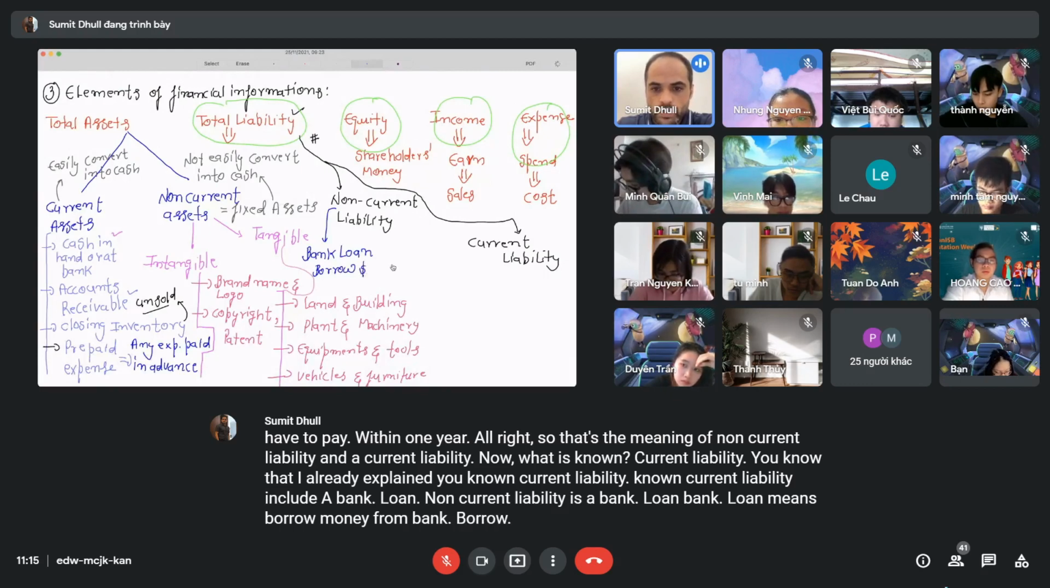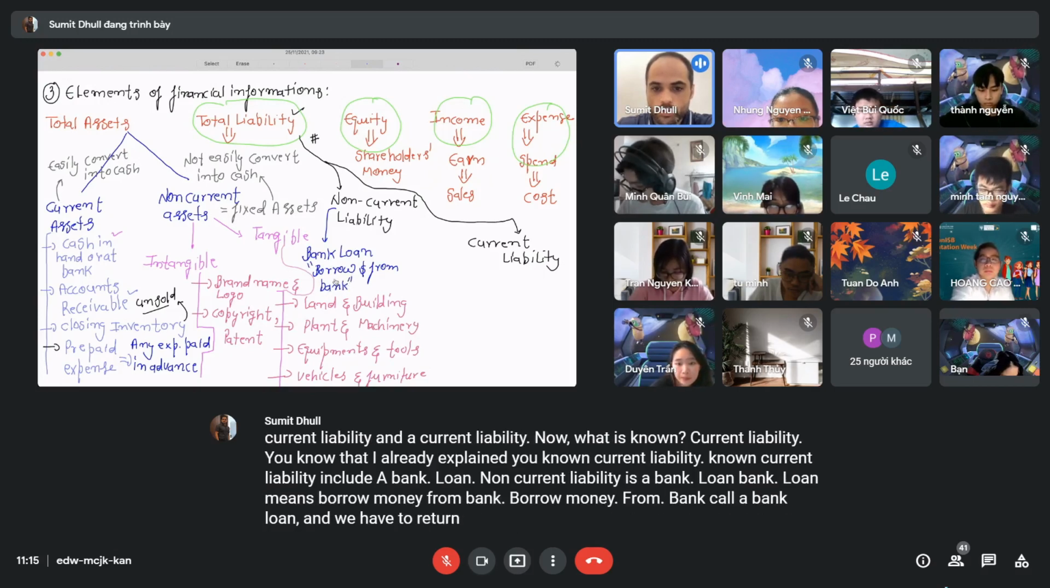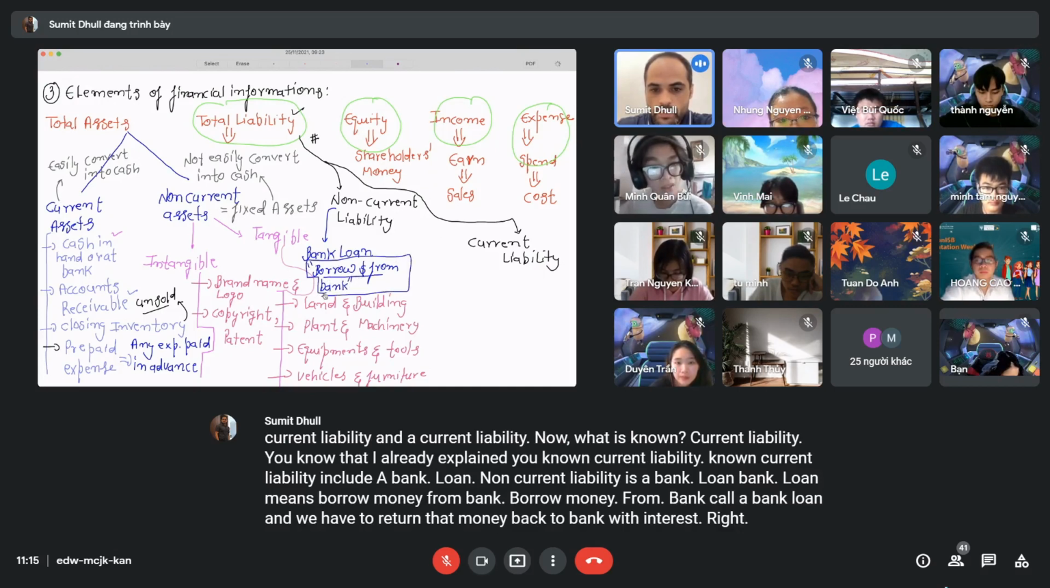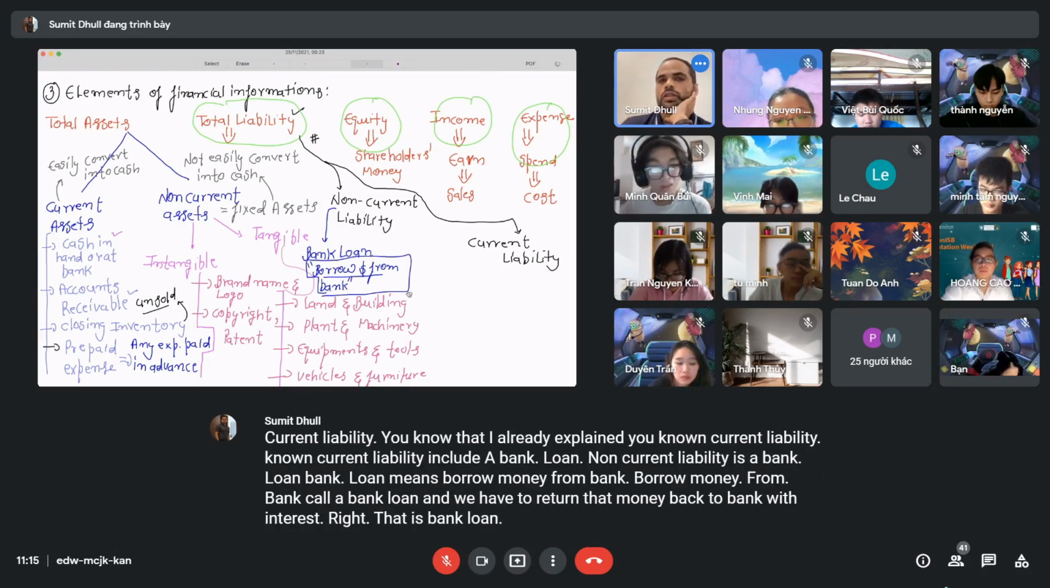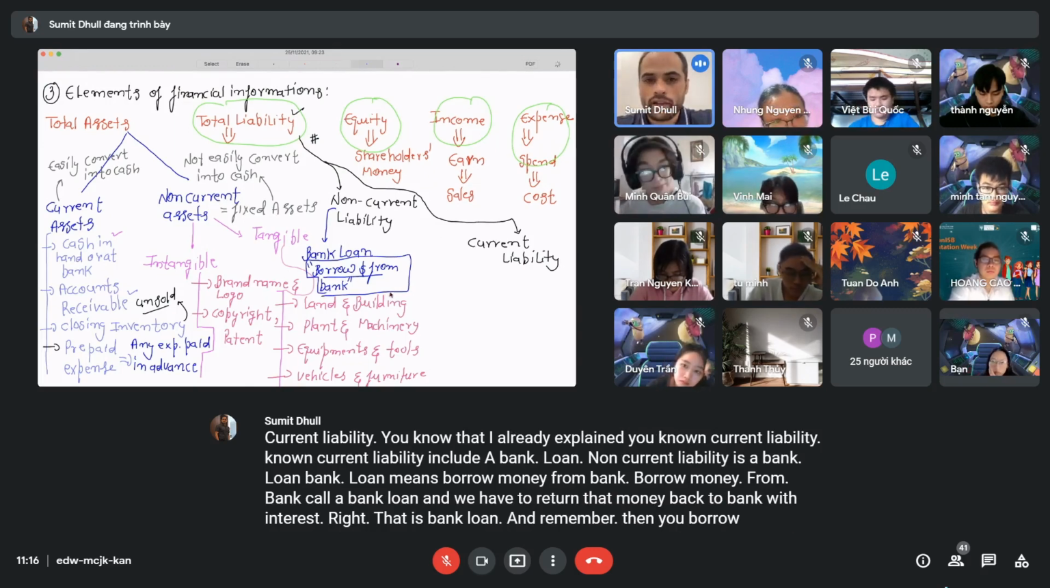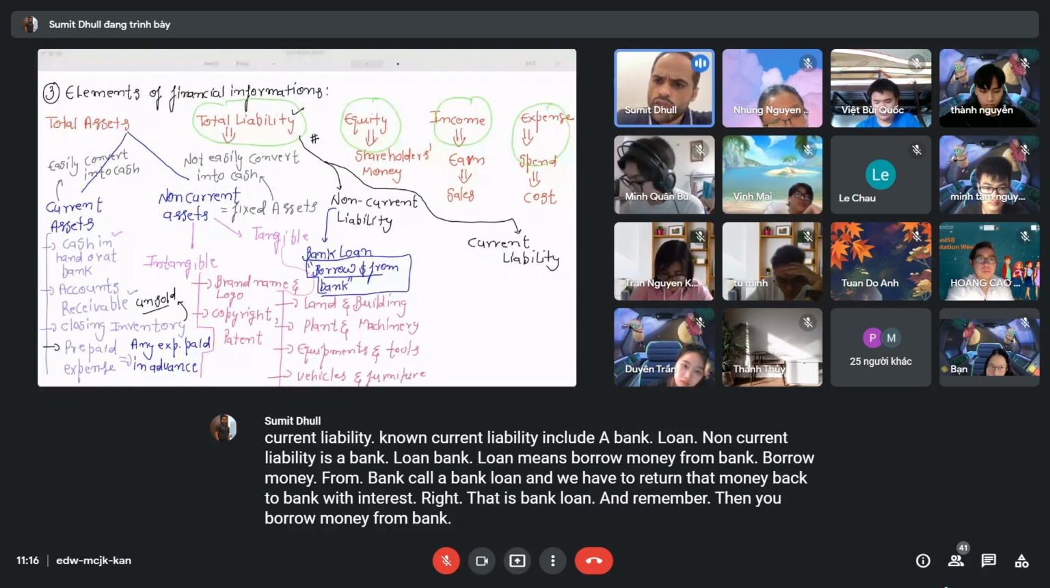Borrow money from a bank, called a bank loan, and we have to return that money back to the bank with interest. All right, that is a bank loan. And remember, when you borrow money from a bank, do you think the bank needs anything from you?